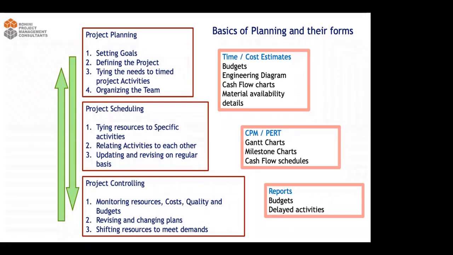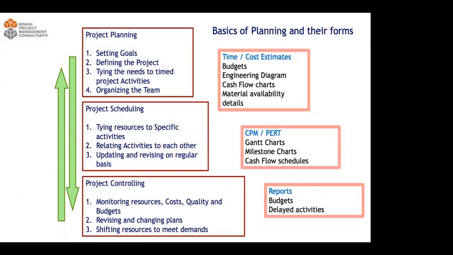Then comes project controlling. Project controlling actually means when you are doing your execution. At that time, the outputs desired are the budget and any delayed activities. So controlling means monitoring the resources, cost, quality, and budget, right? Revising and changing plans, shifting resources as per the demands.